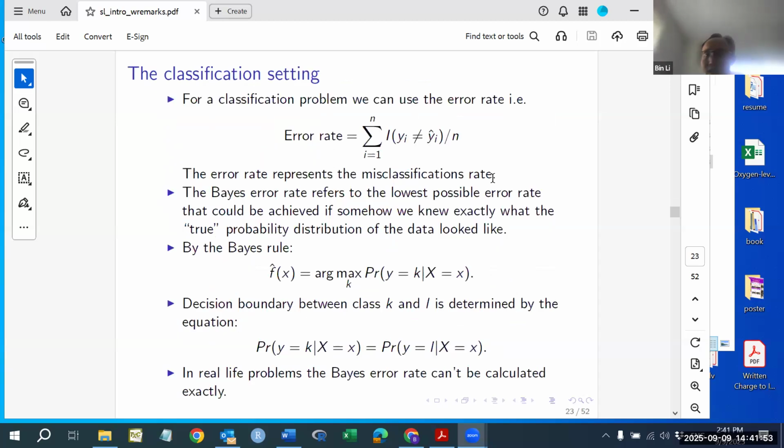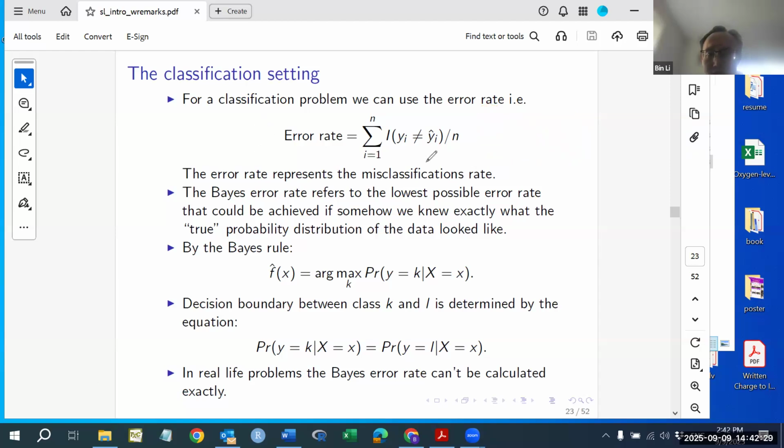Okay. So for the classification case, so far we talked about regression. What is classification? What is regression? How do we identify that? These are very simple. The regression problem deals with yi, which is numeric. And classification deals with yi, which is categorical. Okay, so that's the difference.